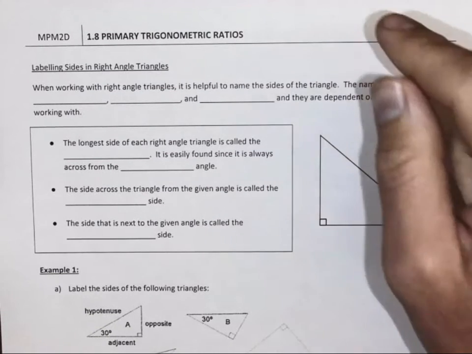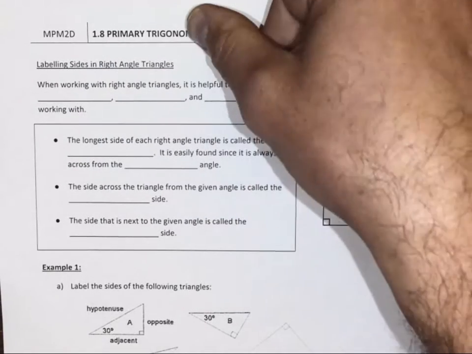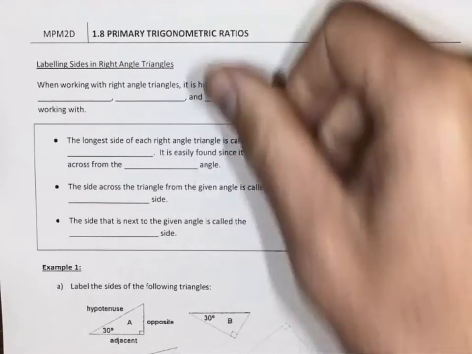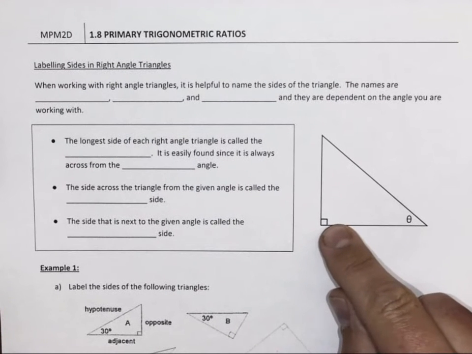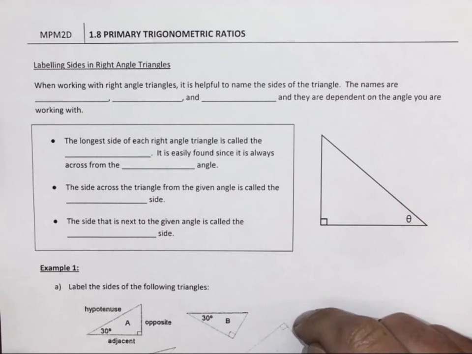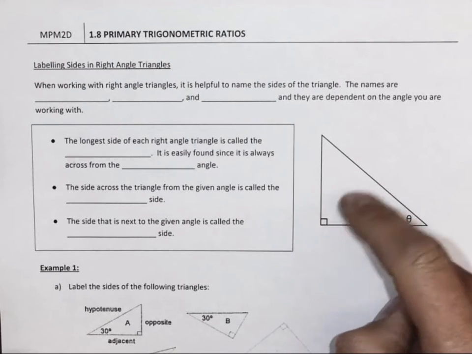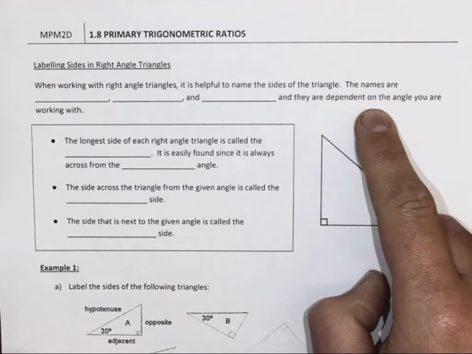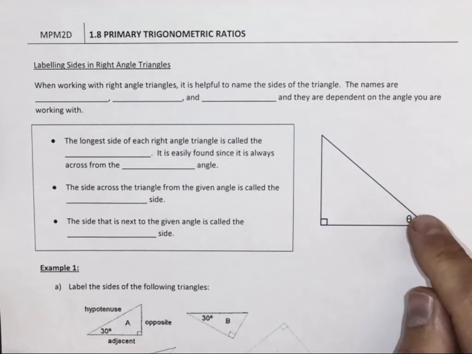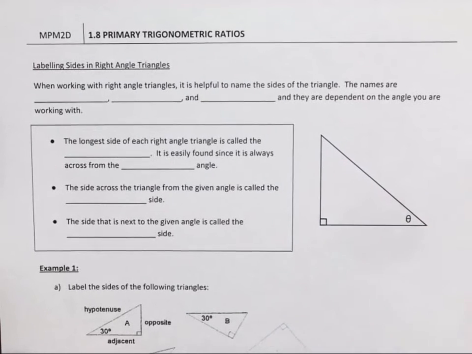1.08 are primary trigonometric ratios, or primary trig ratios. Here we go with fresh stuff for grade 10. When working with a right angle triangle, it's helpful to name the sides. We're used to saying A, B, and C, but those names can also be dependent on which angle, which corner, we're looking at.